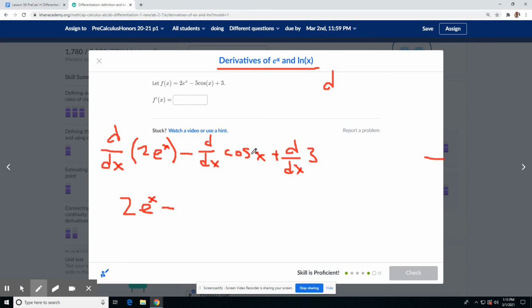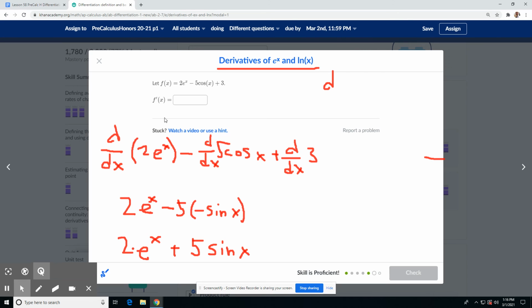Minus derivative of cosine. Oh, I forgot that 5. Careful. 5 right there. 5, yep. Derivative of cosine is negative sine. I'll just go ahead and write it out. Negative sine. Coefficient moves out front, and the derivative of any constant or a number just drops off. It's 0. So not going to worry about that this time. Final simplifying, 2 e to the x, 2 times e to the x, sorry if it looks a little off, plus 5 sine of x.